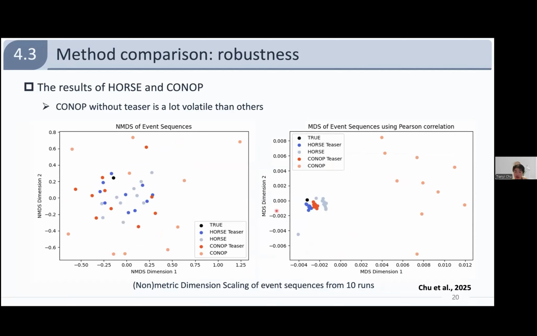We also tested how consistent each method is under repeated runs using different initializations. As shown here, CONOP without teaser is highly unstable, shown by the light orange dots, producing scattered results across runs. In contrast, HORSE, with or without teaser, clusters tightly and stays close to the true sequence. The teaser clearly improves robustness for both methods, but HORSE is consistently more stable and robust overall.